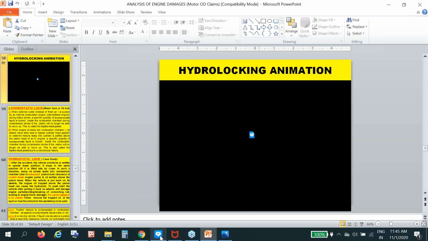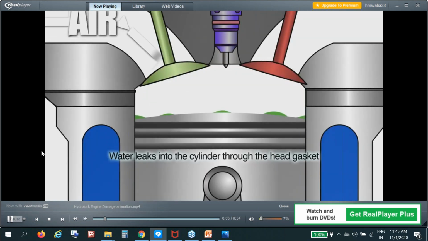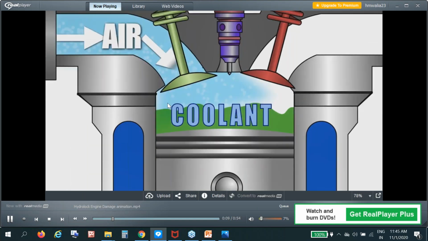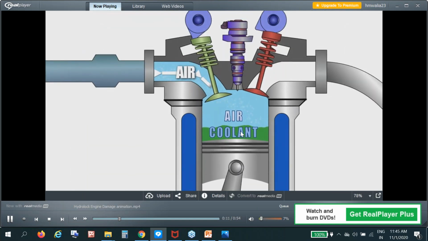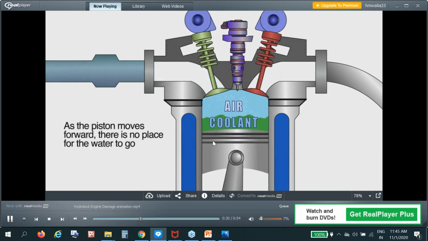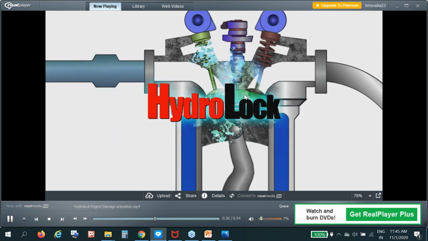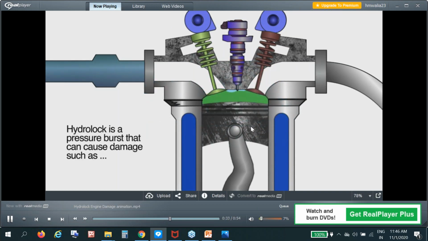Now I give you one video showing how the hydrostatic lock occurs. You see, the air is entering and the water is also entering. Here, air and coolant are there, and then in the compression stroke, what will happen? It will be closed, and the piston moves up here. The pressure builds up, and the hydrostatic lock takes place here. Then this will cause damages. It is the pressure that will burst and cause damages. I will show the damages here.